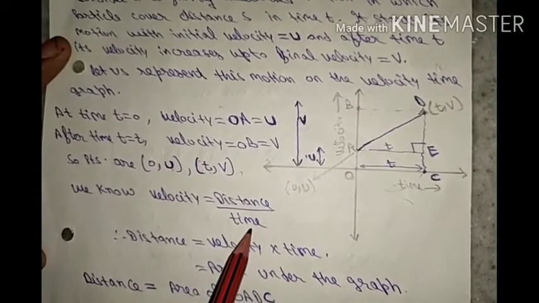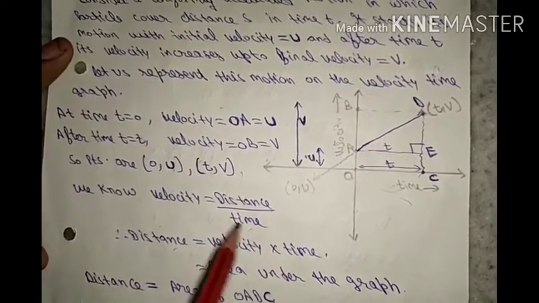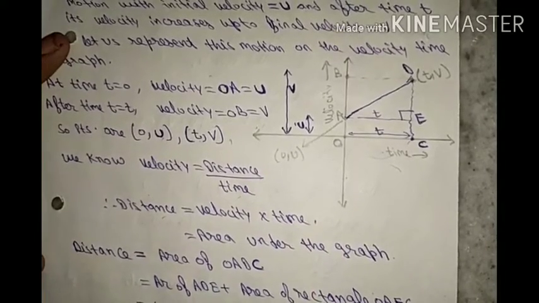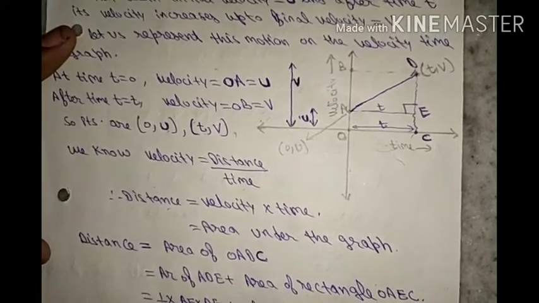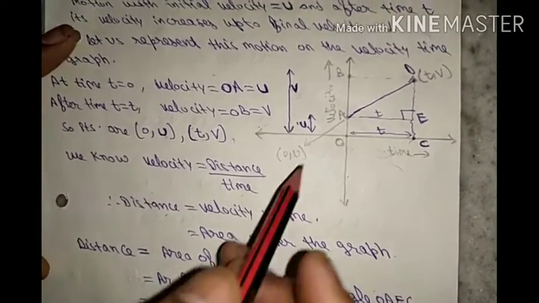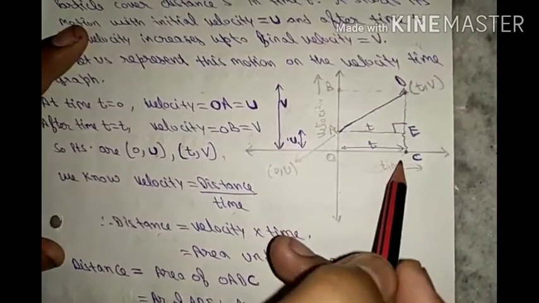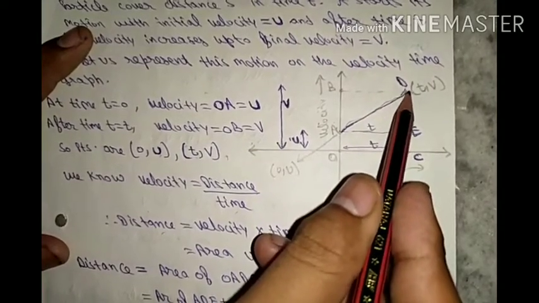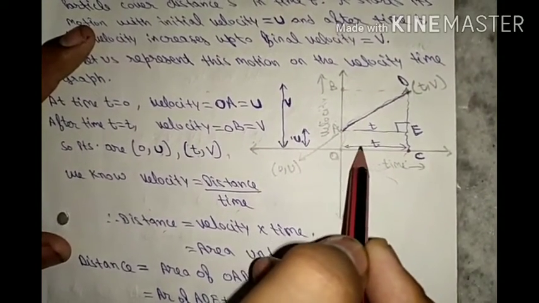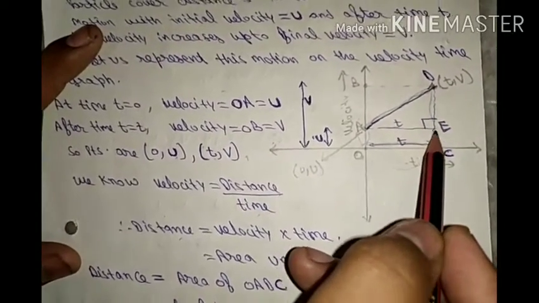Velocity is defined as distance upon time, so distance is equal to velocity into time. And if you remember, velocity into time is the area under the graph, that we have already discussed, that displacement can be calculated by the area under the graph. So what is the area under the graph? That is OADC, because velocity changes from u and approaches v in time t. This whole area is under the graph.